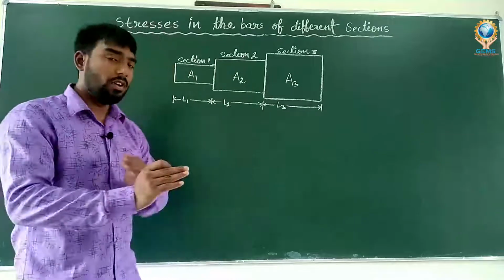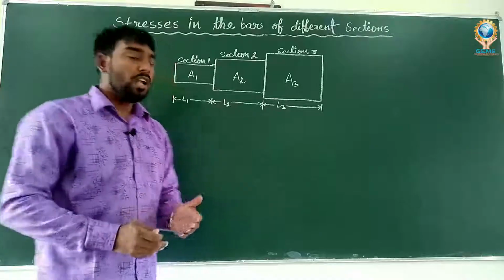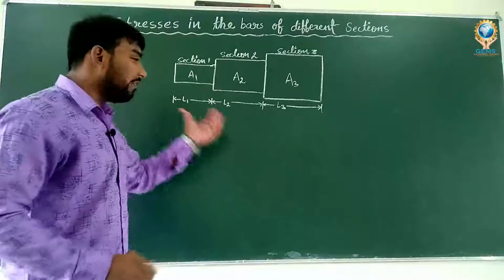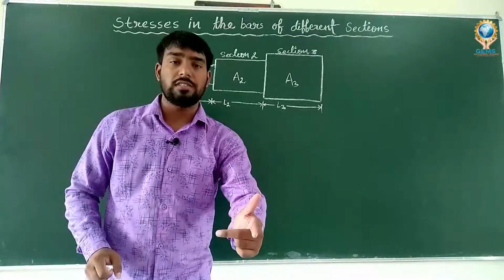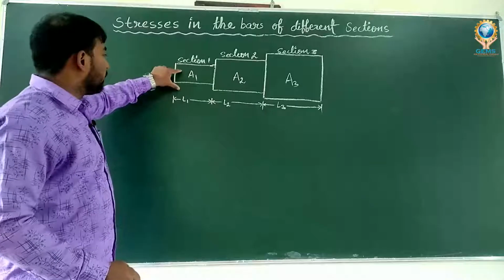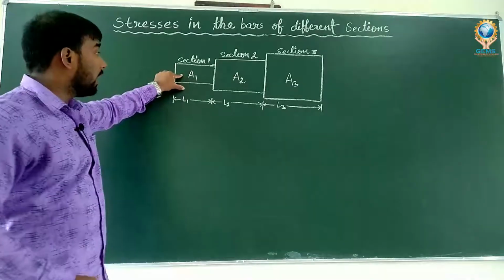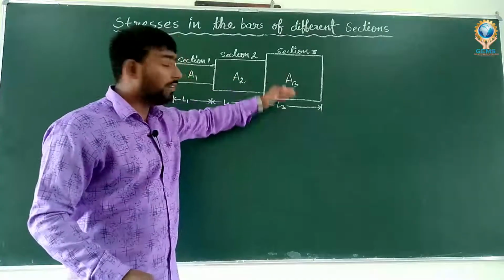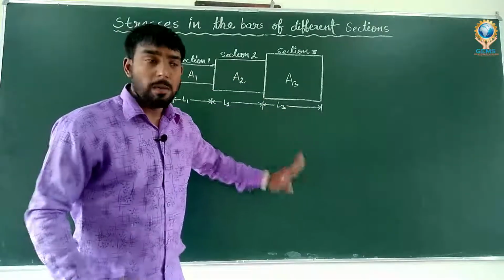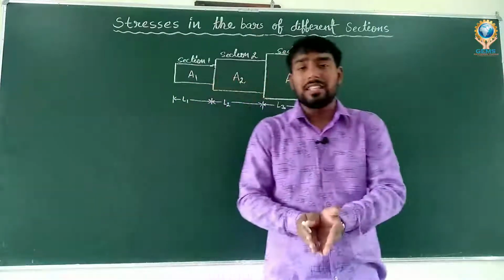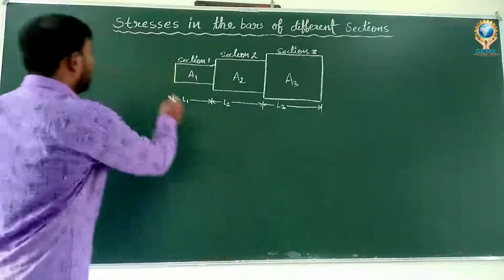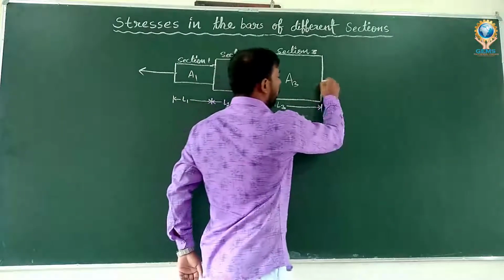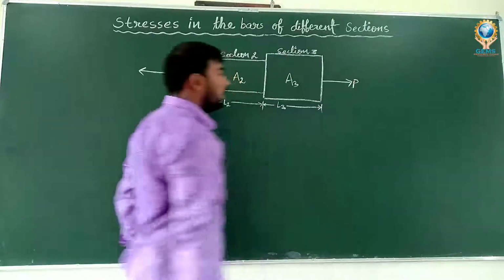Once again, we are going to find the stresses of different sections. That means each and every section will be different from the others. Section 1 has different length and different area, section 2 has different length and different area, and section 3 also has different length and different area. But the entire bar is loaded with axial load P.